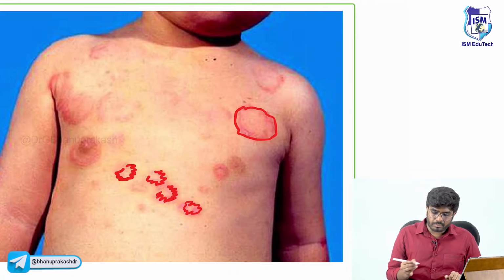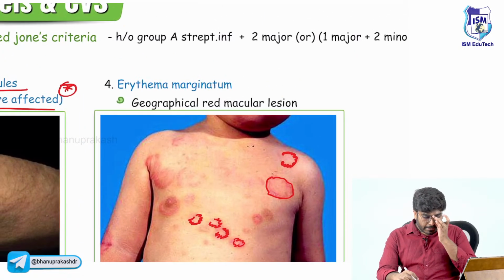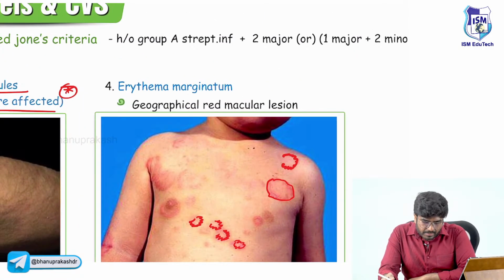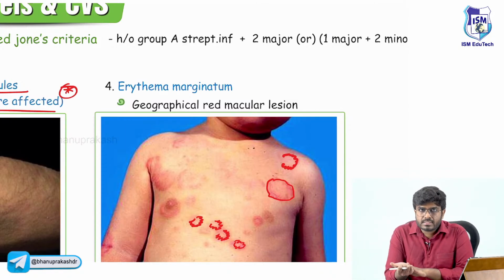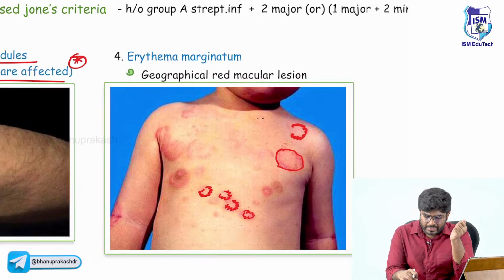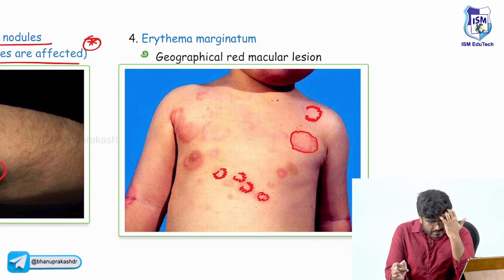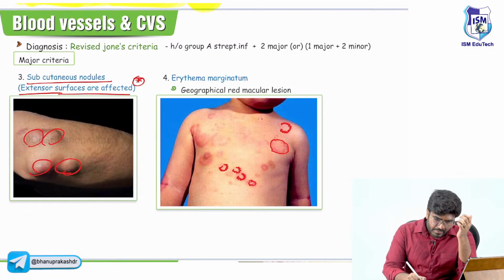Okay, this is not a ringworm. This is erythema marginatum, right? Usually the erythema marginatum is not going to be very well appreciated in Indians because we have darker skin. In fair-skinned people, it will be very much appreciated. Usually in the Indian population, it's not clearly seen.